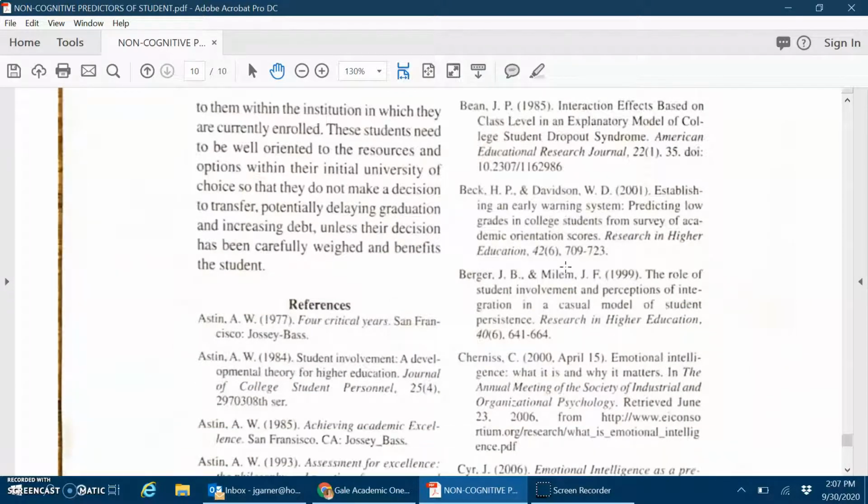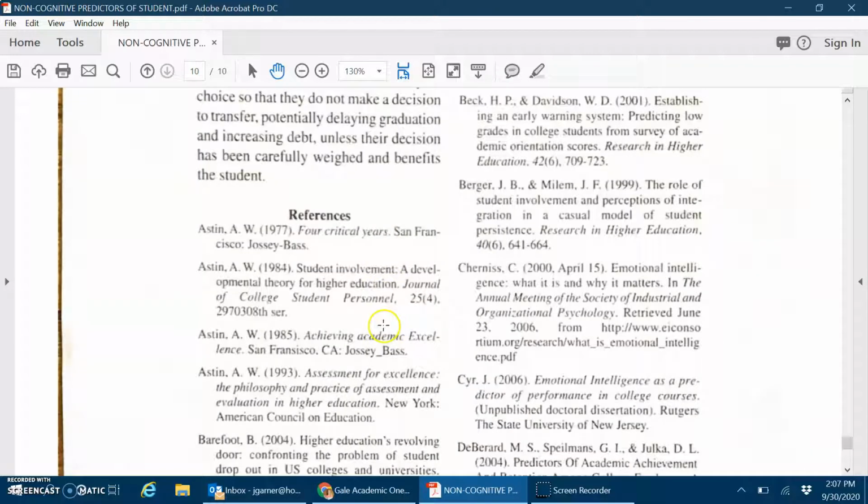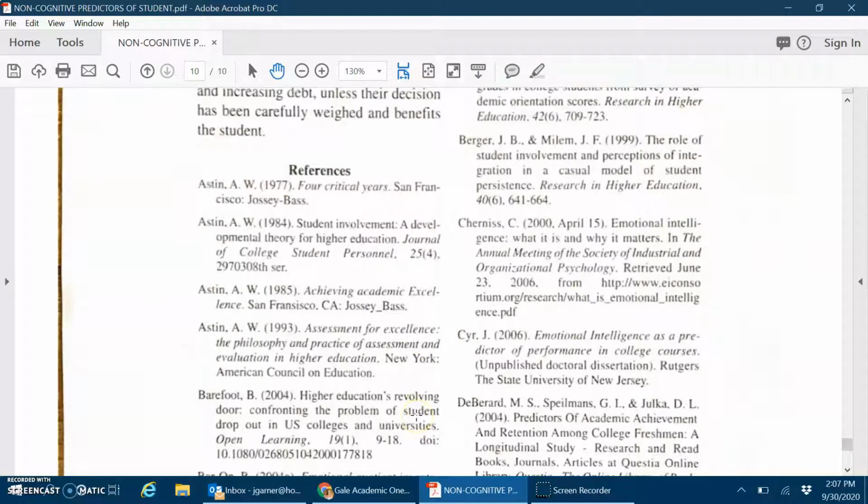All right, I hope that gives you, before I go, I want to also talk a little bit about the references page. All right, references pages are great because then this is someplace you can go. You can pick one of these articles, look it up on our database, and then that's an easy way for you to find a source.